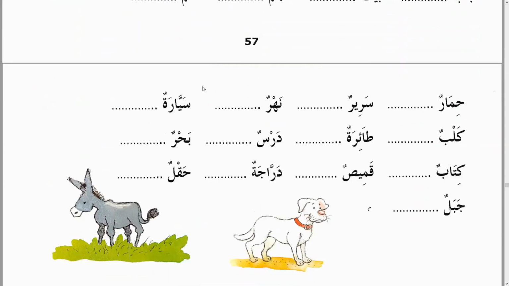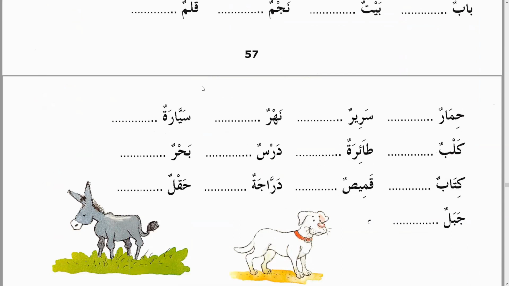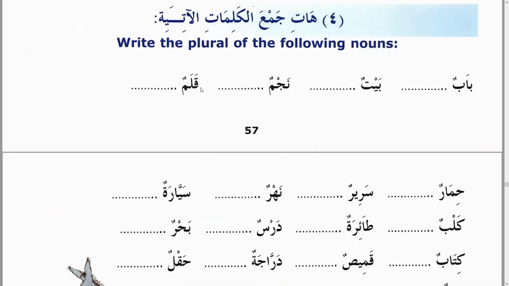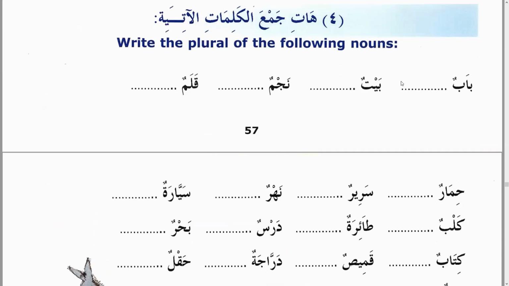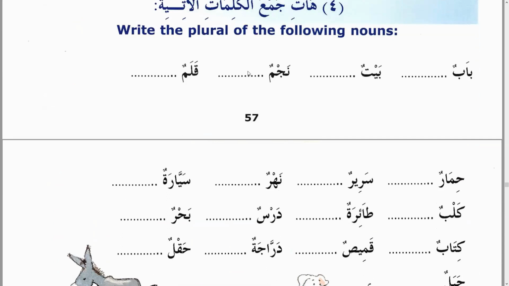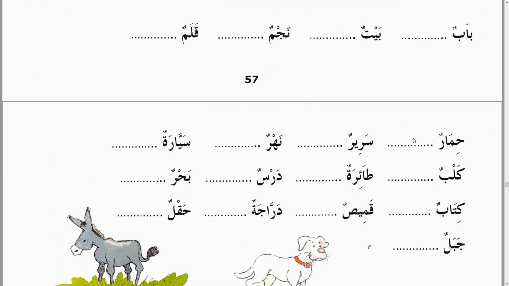Write the plural of the following nouns. Last exercise of today, of this lesson. Hati jam'a al-kalimat al-atiya. Write the plural. Babun, abwabun, baytun, buyutun, najmun, nujumun. Right? We should try to remember the plurals also of every word. Najmun, nujumun, qalamun, aqlamun, himarun, humur, donkeys. Sarirun, sururun, beds. Nahrun, anhar, sayyaratun. Anytime we find a ta marbuta, the plural is very easy. Sayyaratun, kalbun, kilabun, dogs.